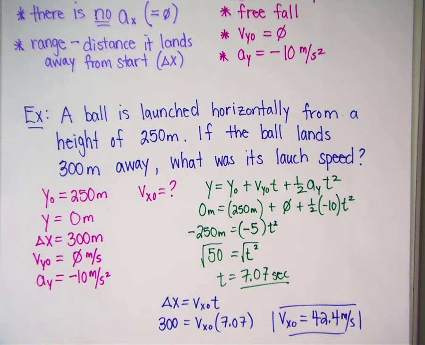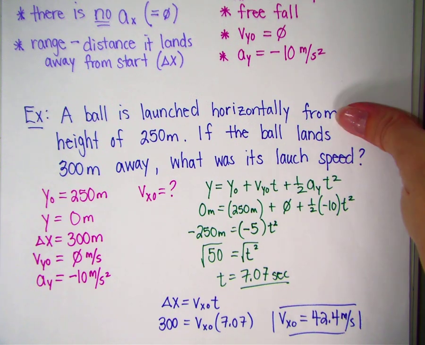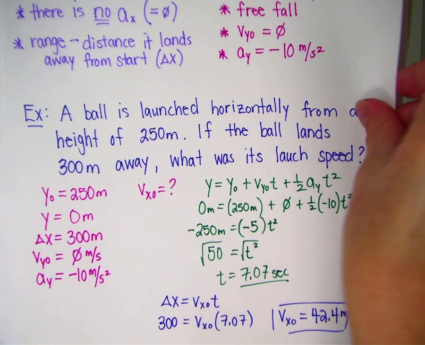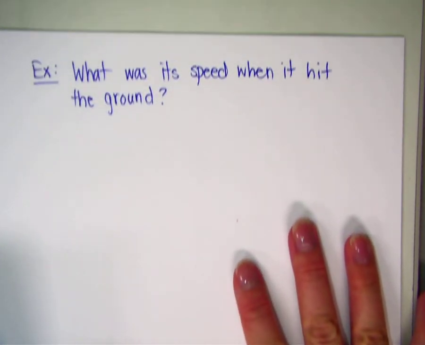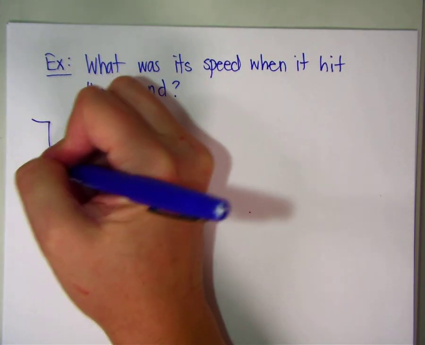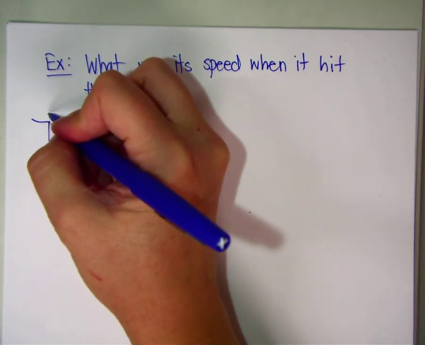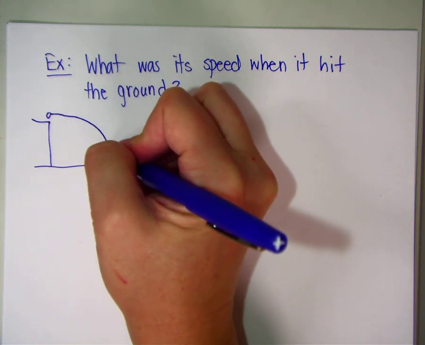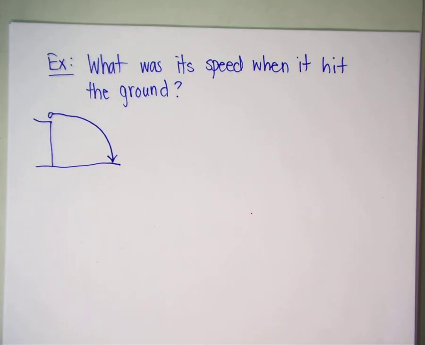What if I ask another question about the same problem? So keep all of our givens. But what if I want to know what is the speed when the object hits the ground? So let's take a look at what is happening here, okay? Just to give you a visual. The object, the ball, is going like this.